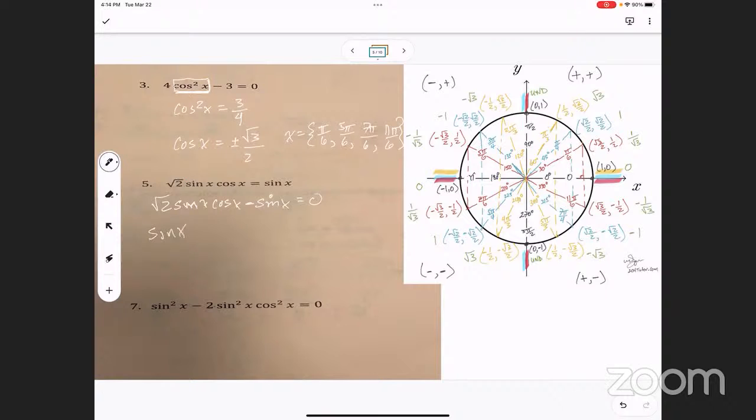Because when I factor it out, now what do I have? Square root of 2 cosine x minus 1. Y'all see how I did that? Now what do I have? Now I have a what? That times that. Do you see how I have a product now? Do you see how I have this times this equals 0? And if this times this equals 0, what can I do? I can say either sine x equals 0 or root 2 cosine x minus 1 equals 0.